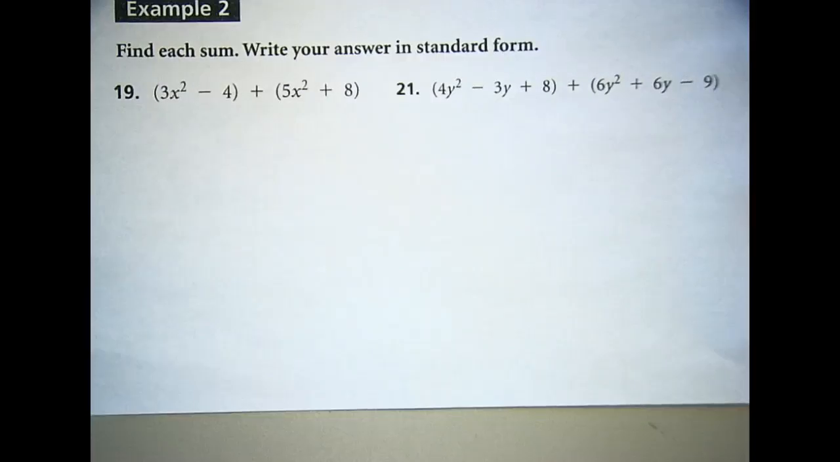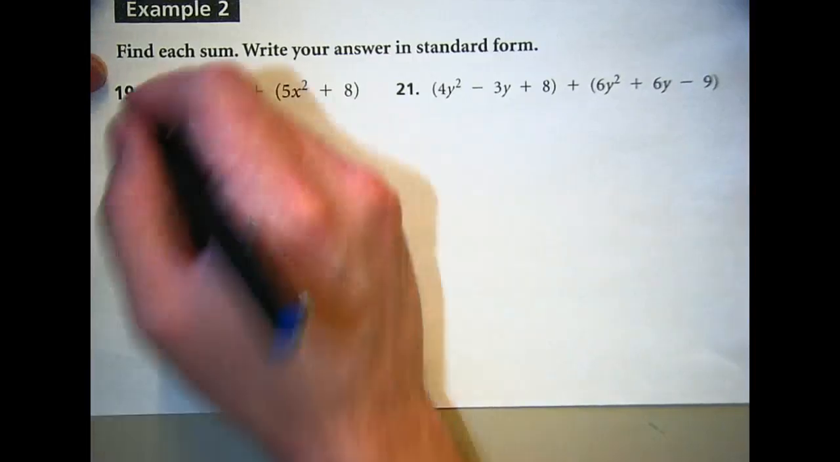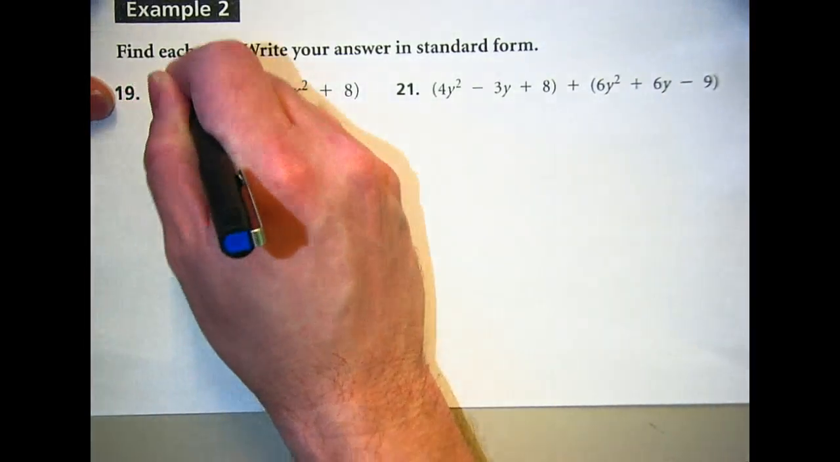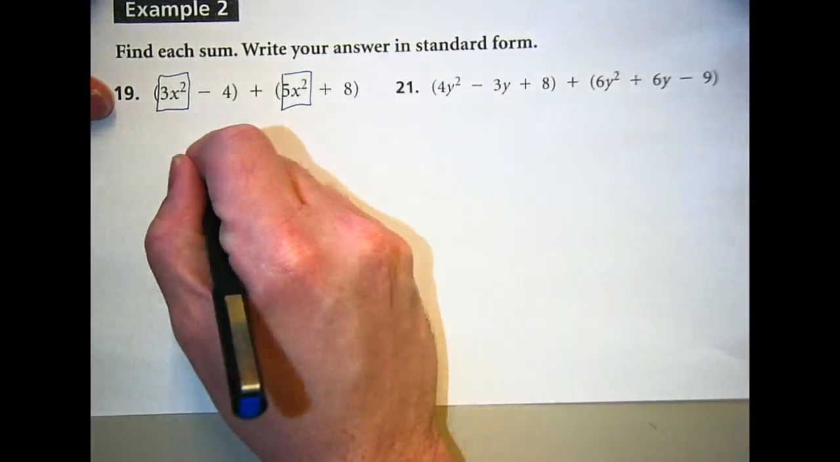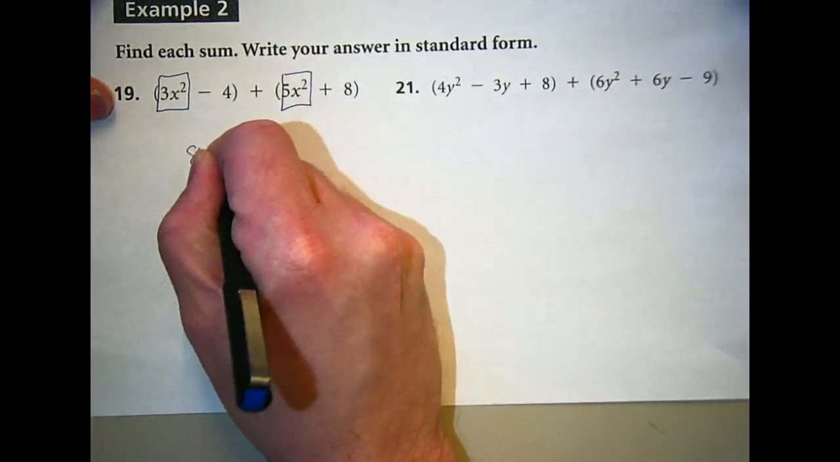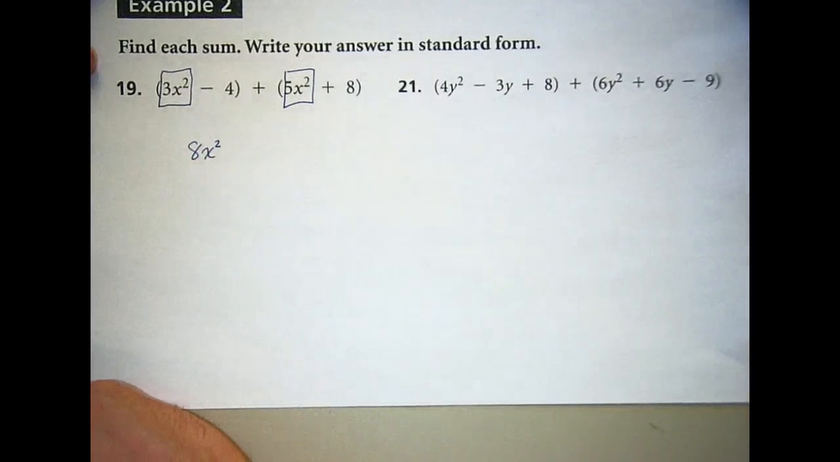All right, Jake, what do you think? I think that you have to add 3x to the second power and 5x to the second power to get 8x to the second power, plus 4, and you have to add negative 4 and 8. That's good. You got it right.